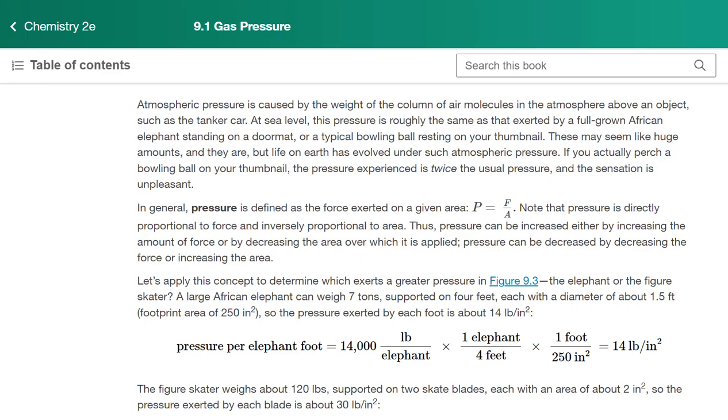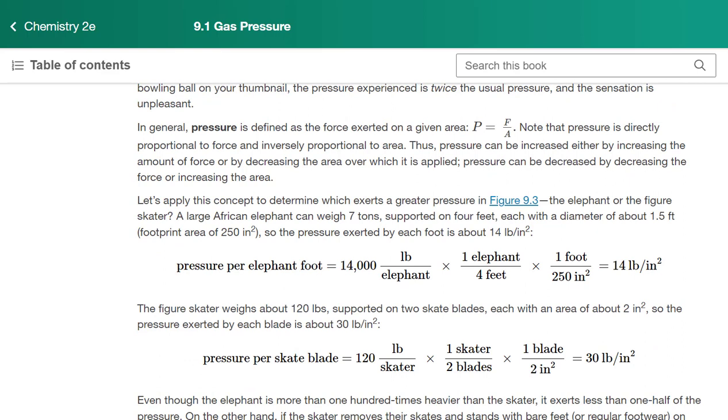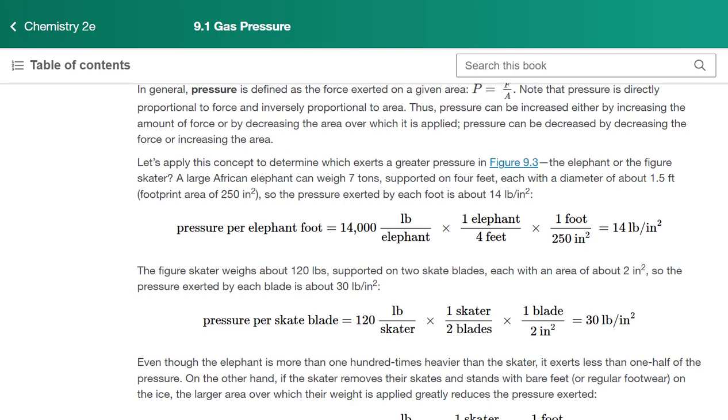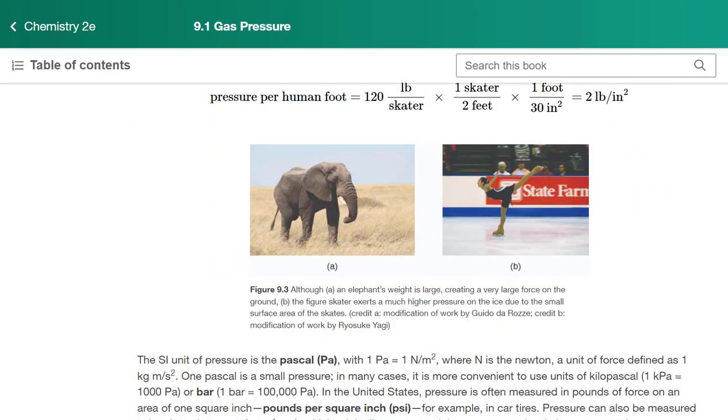There are some examples here in your book about calculating pressure for various situations, but again, this is a level of detail I don't want to get into. This is something in your physics courses, if you take them, that you'll do these sorts of calculations.